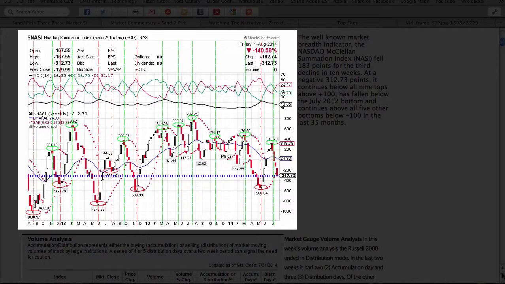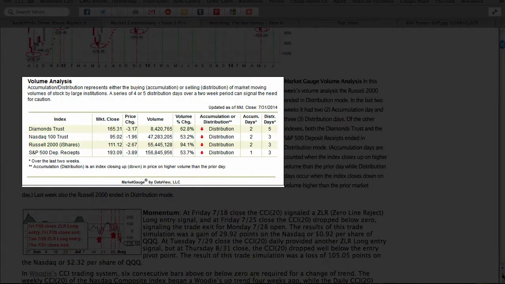The well-known market breadth indicator, the Nasdaq McClellan Summation Index, fell 183 points for the third decline in 10 weeks. At a negative 312.73 points, it continues below all 9 tops above plus 100, has fallen below the July 2012 bottom, and continues above all 5 other bottoms below minus 100 in the last 35 months.